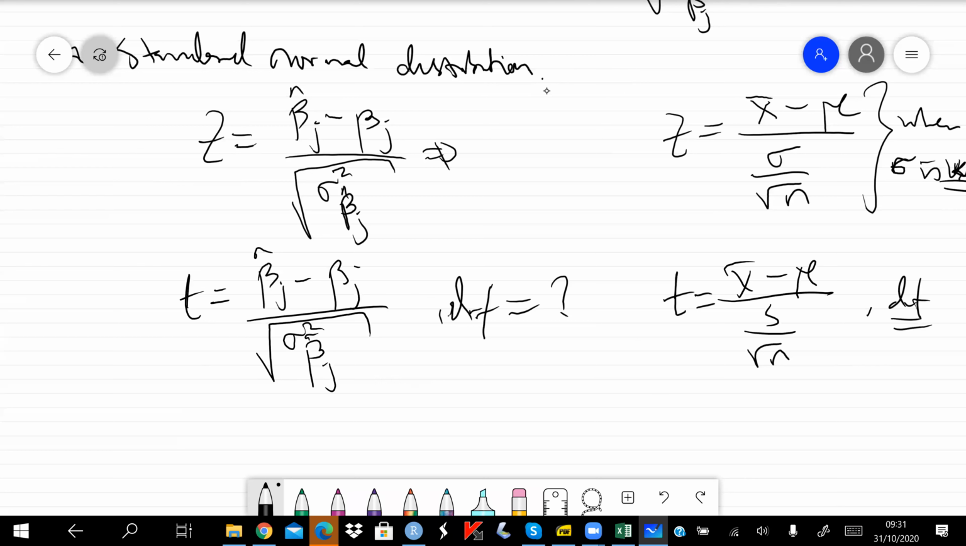So in the context when we're using t, you notice that here we shall be replacing this with an s, because sigma squared beta j is unknown. You estimate it using the sample information. So Victoria, I think you have a question.